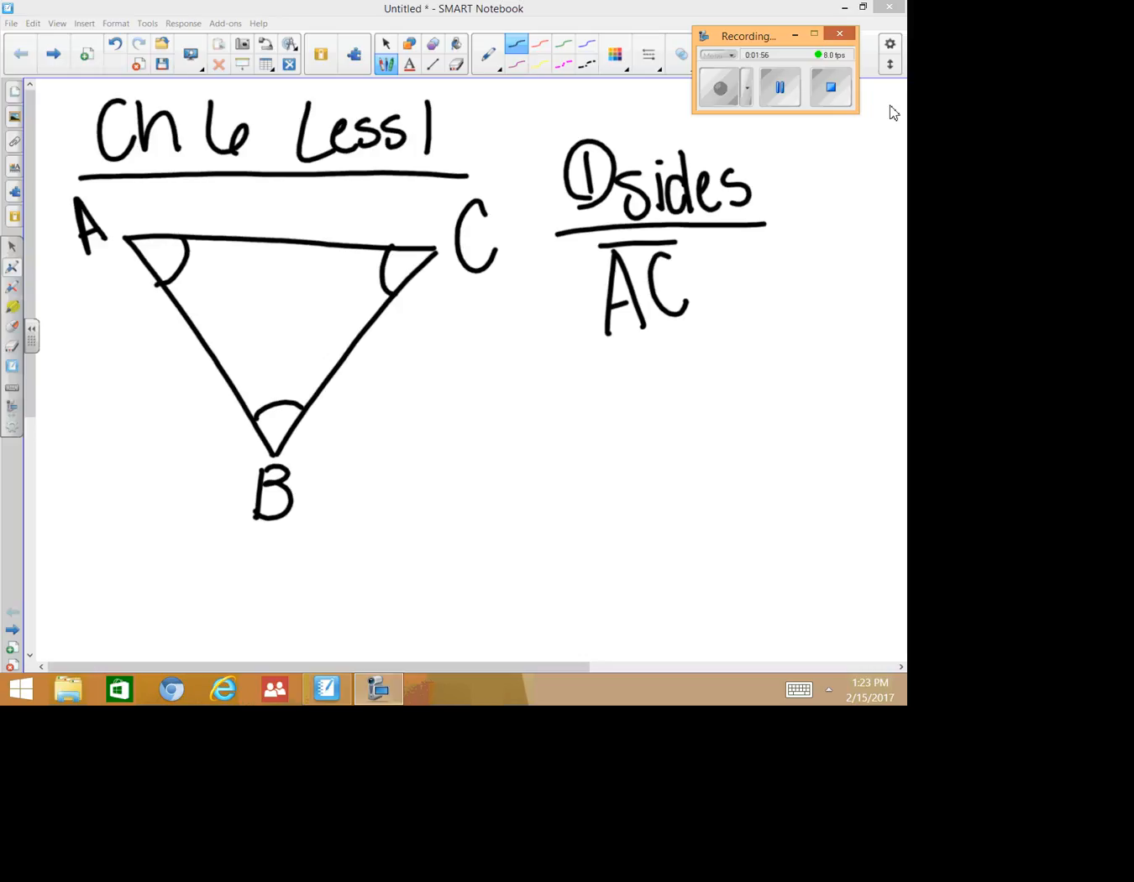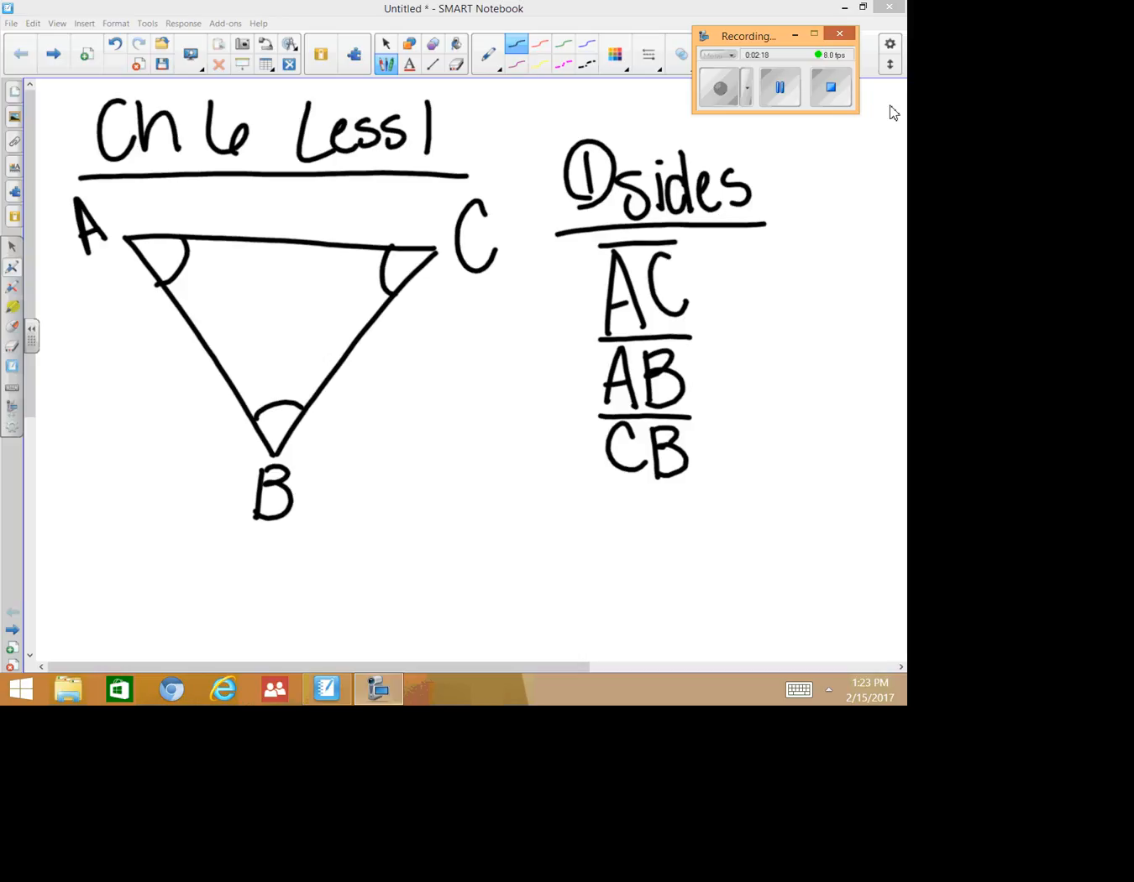What would you call the left side? AB. Or BA. Yeah, either one of those. So, AB. Draw your little line up there. And what's this right side? CB or BC. Okay? So, I have sides.